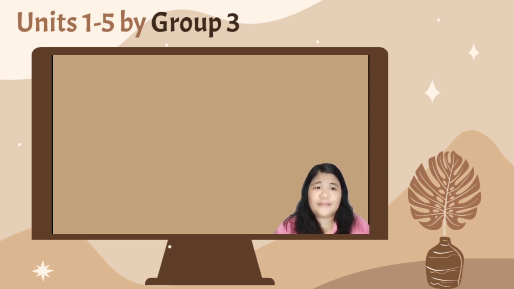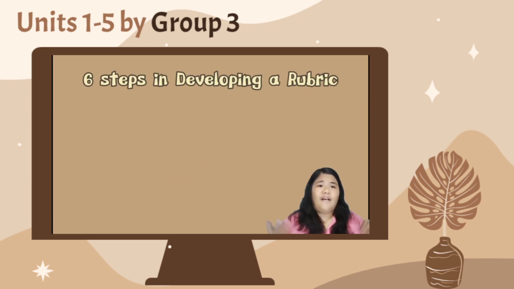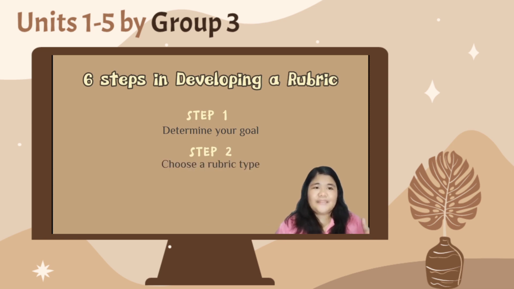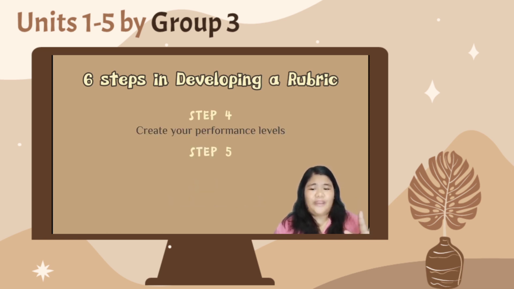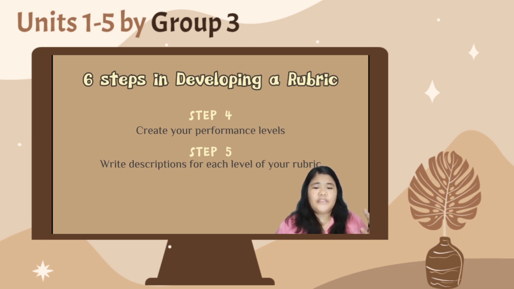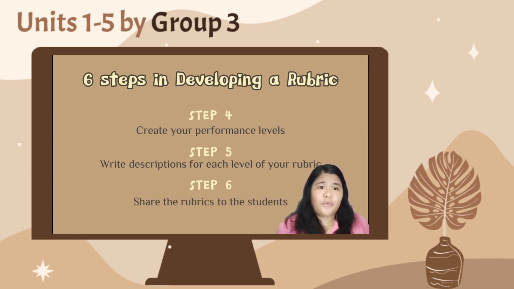Now let us talk about the 6 steps in developing a rubric. The first step is to determine your goal. The second step is to choose a rubric type. The third step is to determine your criteria. The fourth step is to create your performance levels. The fifth step is to write descriptions for each level of your rubric, and the last step is to share the rubrics with the students.